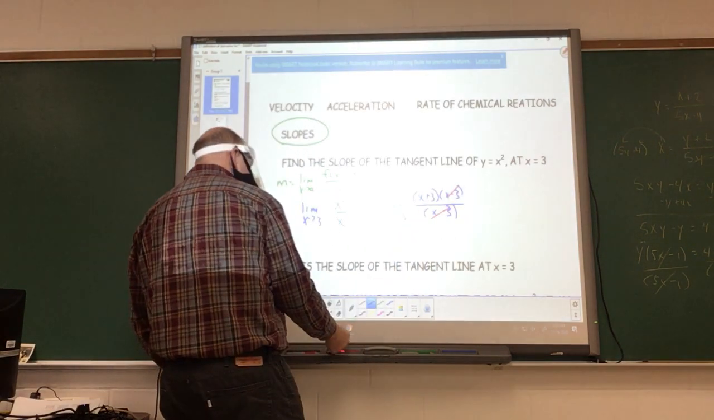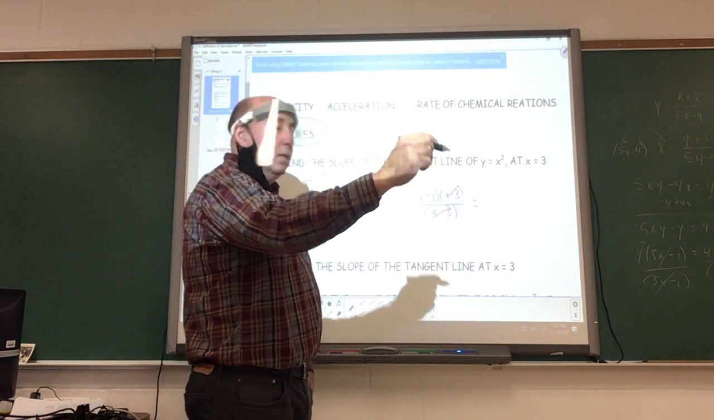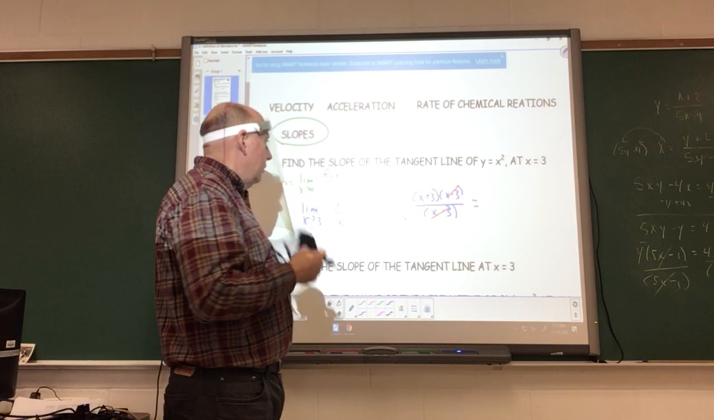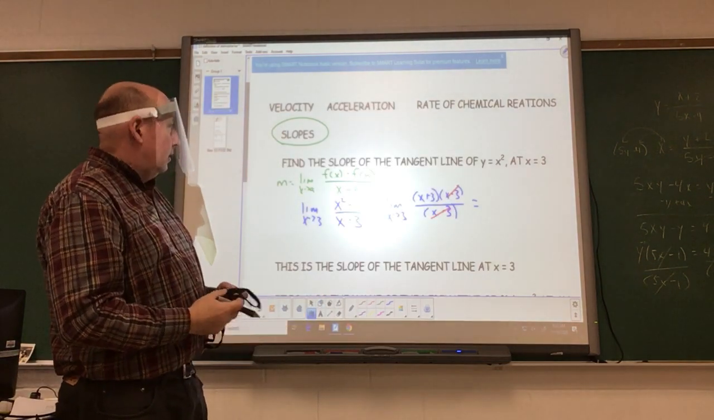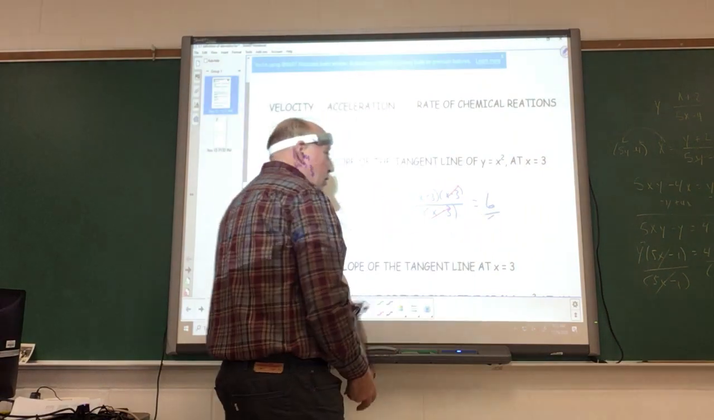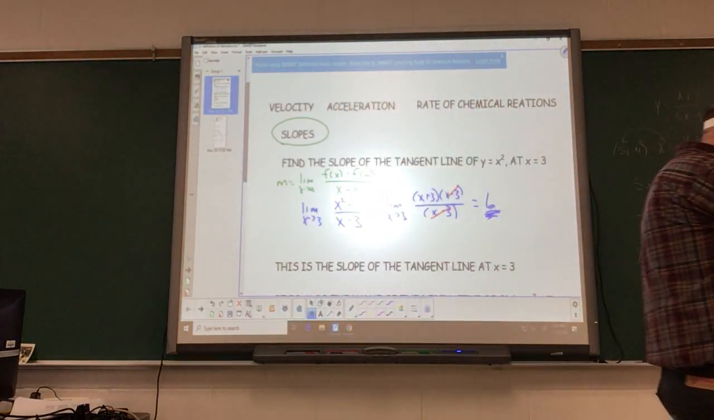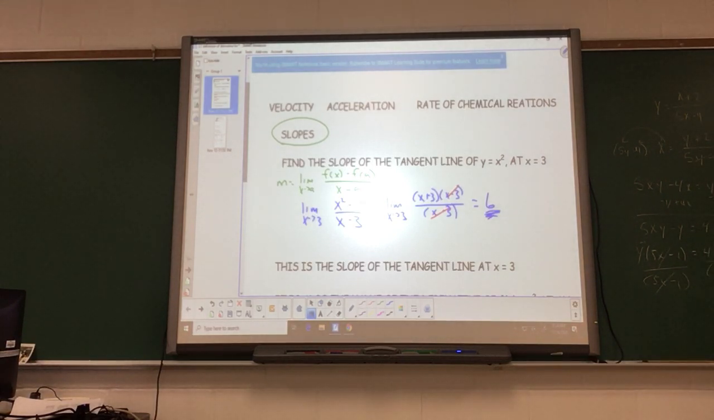Dylan, what do you come down to? Negative 3? 6? There we go. Should get a value of 6. And once again, this is the slope of our tangent line at x equals 3.